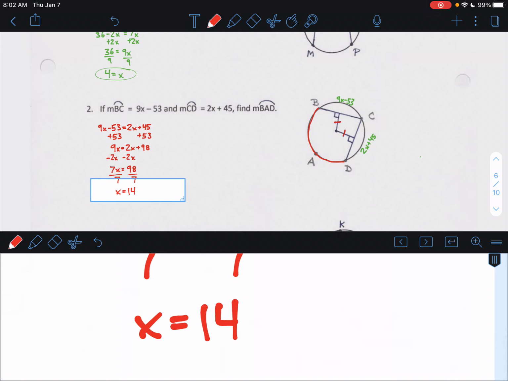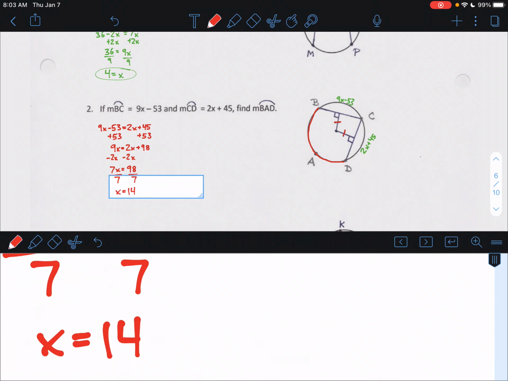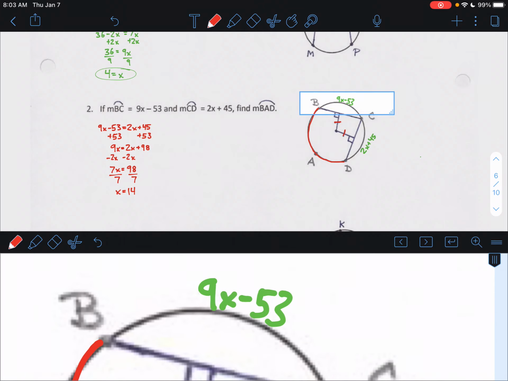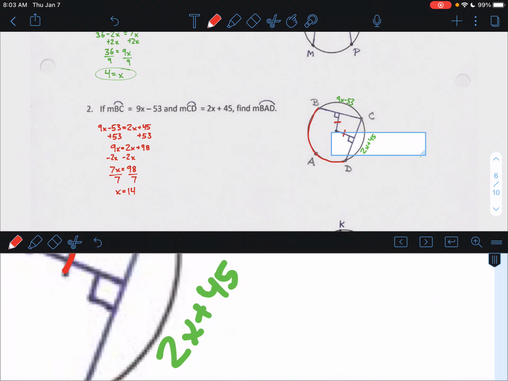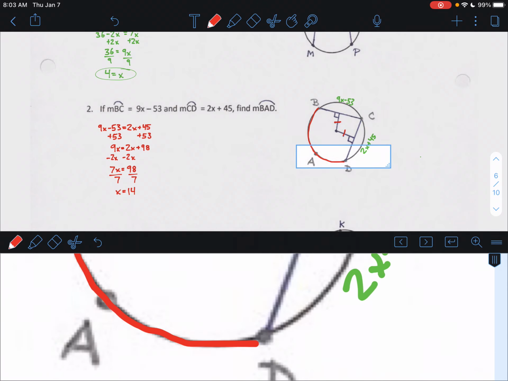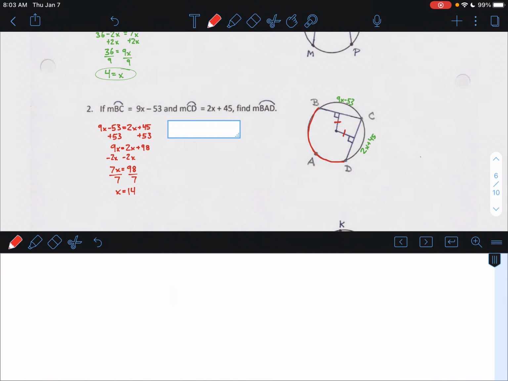So I'm going to use a property that I discussed on, I forget if it was Monday or Tuesday. I think it was Monday. So on Monday, I talked about how the arcs of a circle always add up to 360 degrees. So I know what x is. I know this arc is 9x minus 53. I know this arc is 2x plus 45. And I know BAD is like everything else. So I'm able to write an equation to solve for BAD.